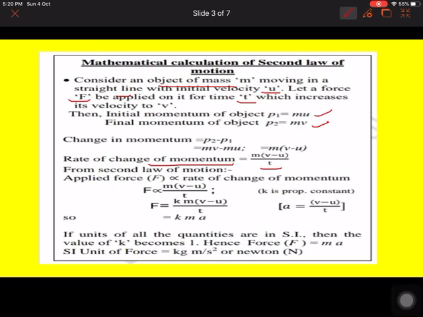For the second law of motion, what is the formula? Applied force is proportional to the rate of change of momentum, so F is directly proportional to m(v minus u) upon t. We take K as the proportionality constant, so F equals K m(v minus u) upon t. In SI units the value of K becomes 1, hence force is equal to m(v minus u) upon t, which is ma. This is the formula we use, and the SI unit of force is kg meter per second square, or we also write Newton.